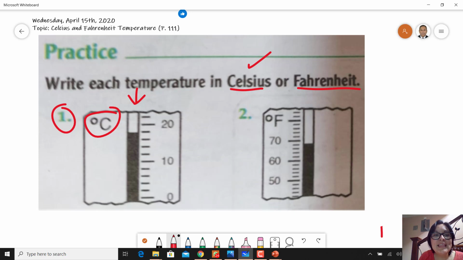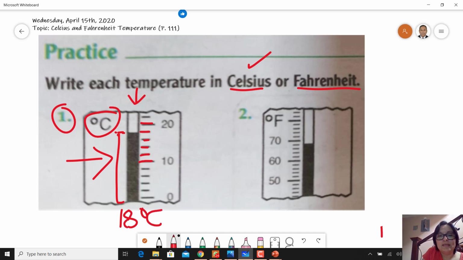So what is the temperature that the thermometer is showing in there? Look, here is the temperature. So what is the temperature in number 1? If in here is 10 and if in here is 20, and each line represents 2, here we have 12, 14, 16, 18, right? So this thermometer is showing 18 Celsius degrees.